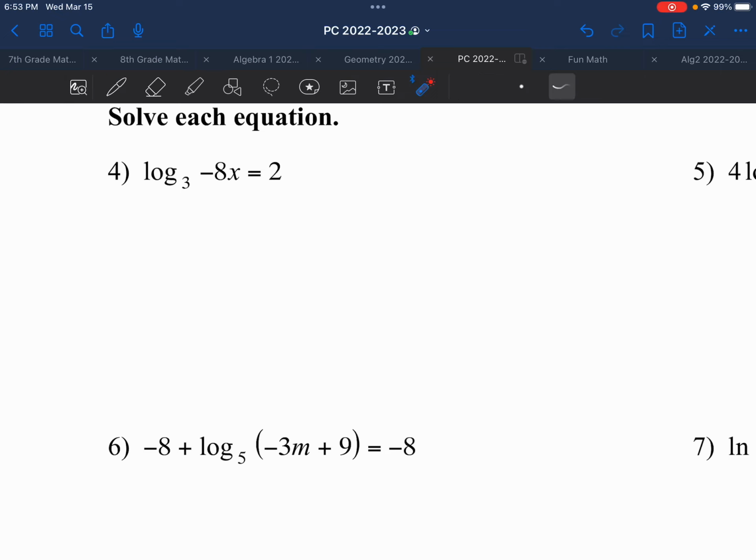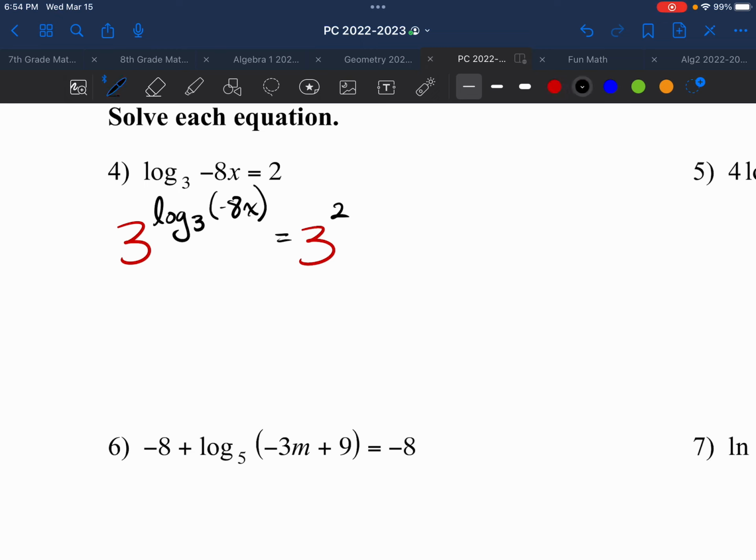We need to undo this logarithm because this is technically inside the logarithm. How do I undo it? The only answer to that is exponentiation. So I'm going to choose this base again, so base 3. 3 to the power of all of that log base 3 of negative 8x, and that's going to be equal to 3 to the power of 2. I put both of them up on the exponent and a 3 for both bases. That's called exponentiation. From there, that will cancel out the logarithm.